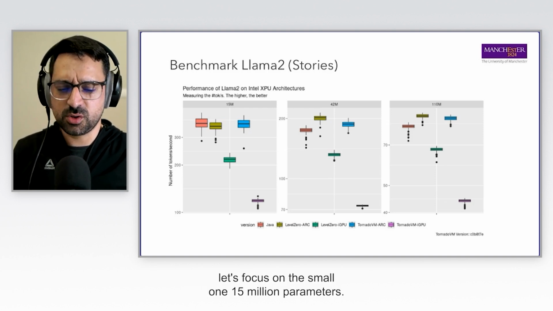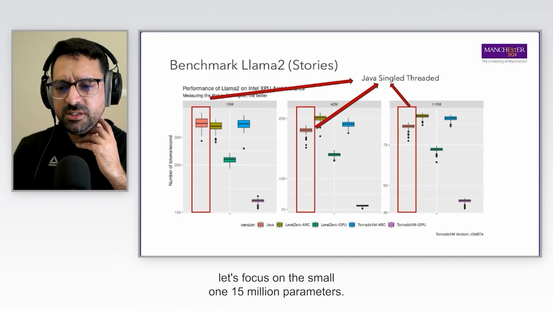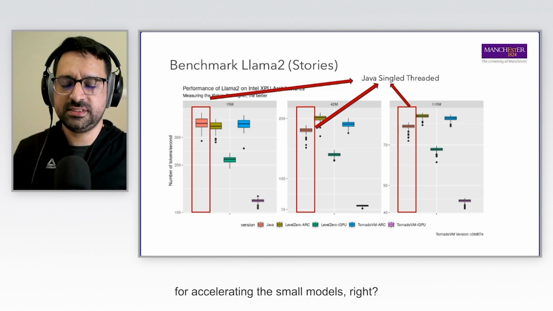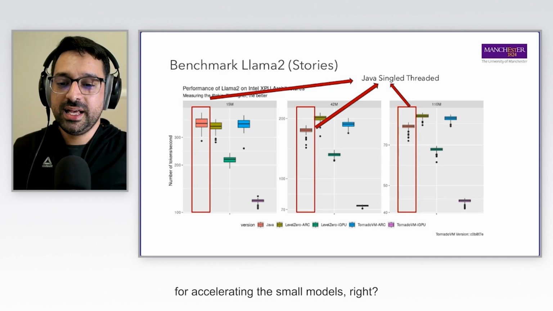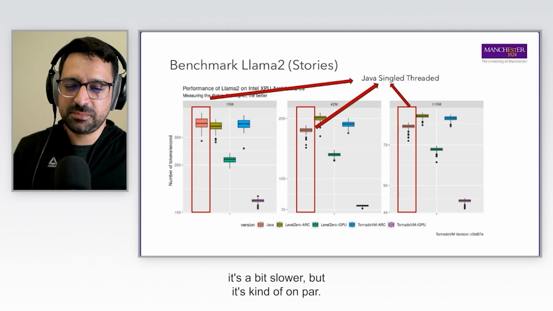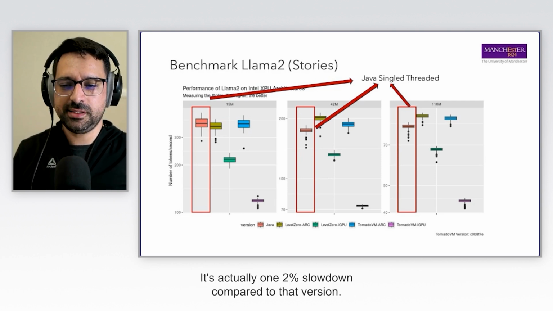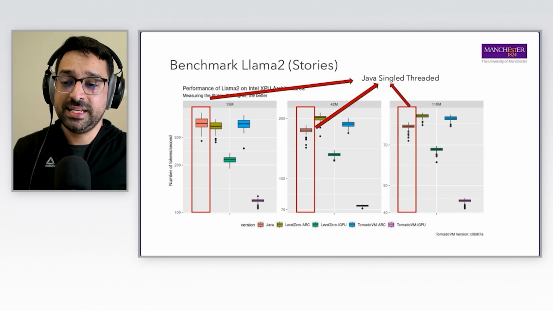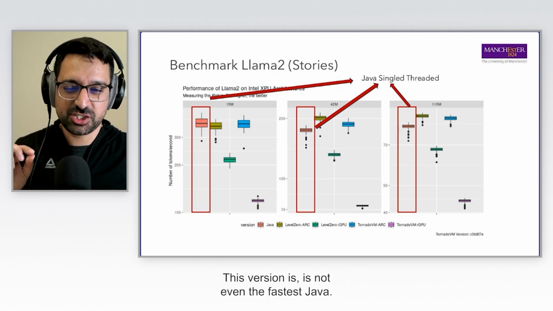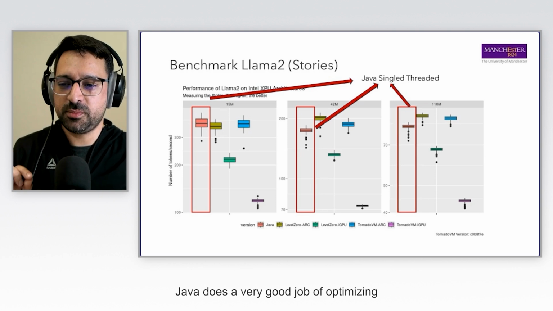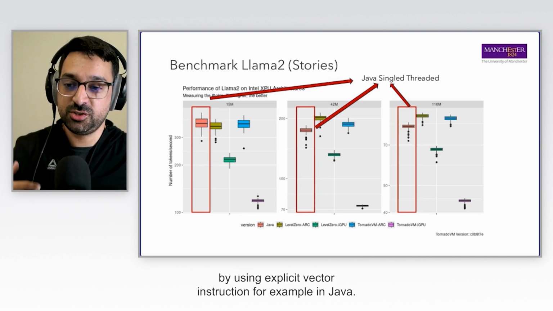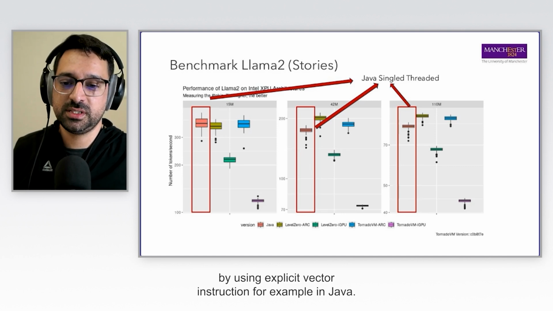Let's focus on the small one, 15 million parameters. As we can see, Java is doing a very good job for accelerating the small models, right? And the rest are kind of on par. It's a bit slower, but it's actually a 1-2% slowdown compared to that version. This version is not even the fastest Java. Java does a very good job of optimizing and vectorizing the code, but it could be even better by using explicit vector instructions, for example, in Java.